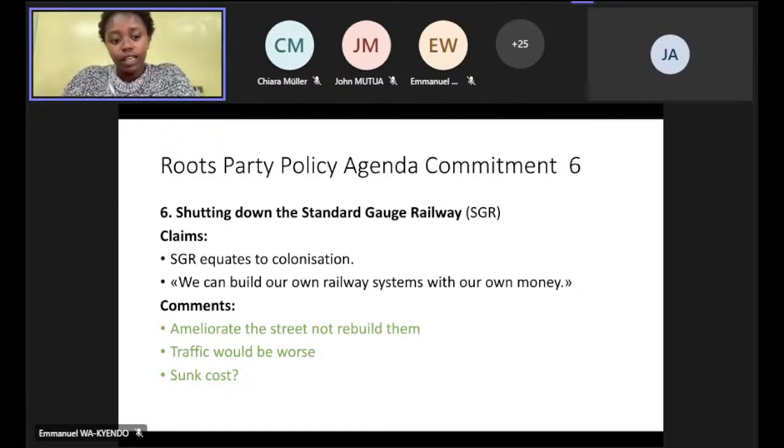first of all, we should ameliorate the existing railways and not rebuild them. Plus, the traffic will be worse because people will now find other ways of transport, and the most affordable one on the Mombasa-Nairobi route is the road system. So this will cause more traffic. And also we should ask ourselves, what about the sunk cost of this? Because a lot of resources have already been used in the construction of the SGR. So will all those resources go to waste when it is shut down?